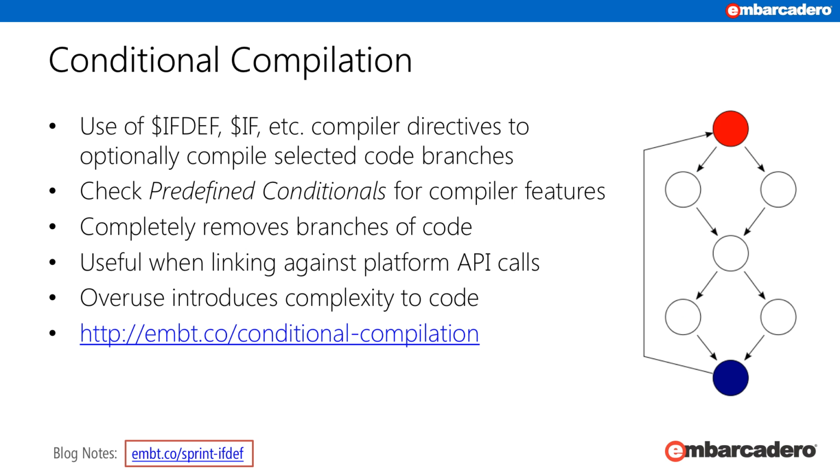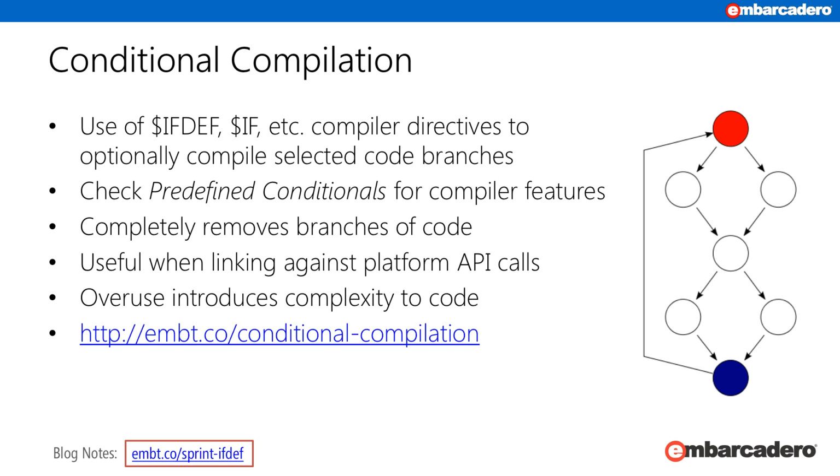So conditional compilation is the use of IFDEF or IF compiler directives and their associated directives to optionally compile selective branches of code. So with IFDEF, you can say, if I'm compiling for Windows, compile this code. Otherwise, if I'm compiling for OS X, compile this code. And those two branches of code are exclusive. If it's Windows, only the Windows branch of code gets compiled. If it's OS X, only the OS X branch of code gets compiled.